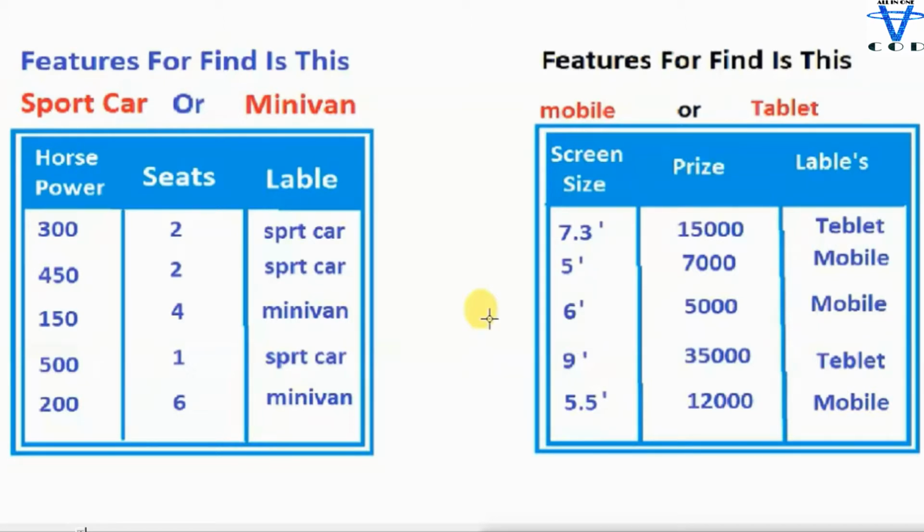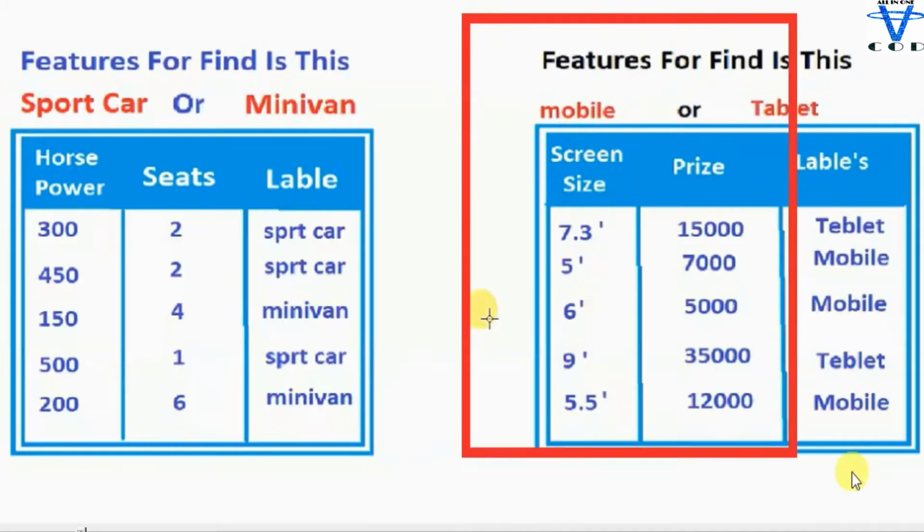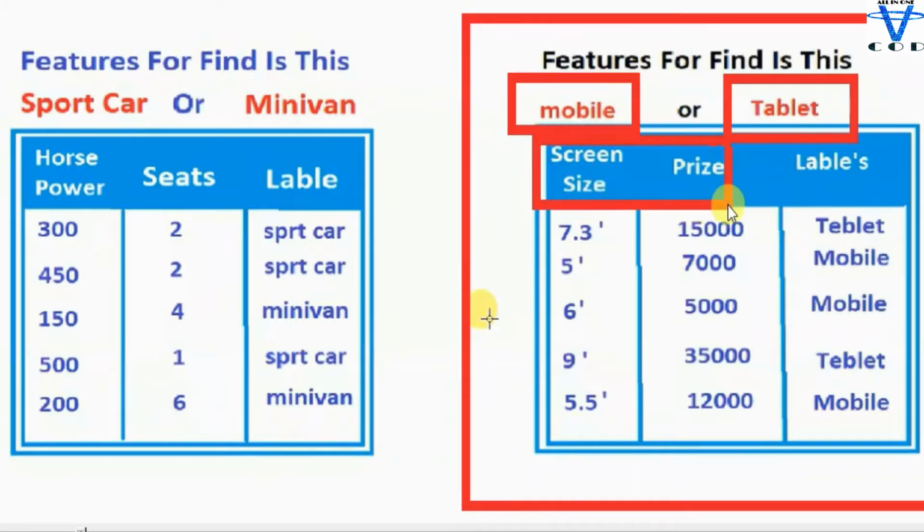Here we are going to find the first features. Now focus on this, and you can see here this is our data. We put this data in a chart format. Remember, whenever you add data, you should add it in rows and columns. You can see here we have 2 properties: one is mobile phone and the second one is tablet. Now there are 2 main features in this data. The first one is screen size and the second one is price.